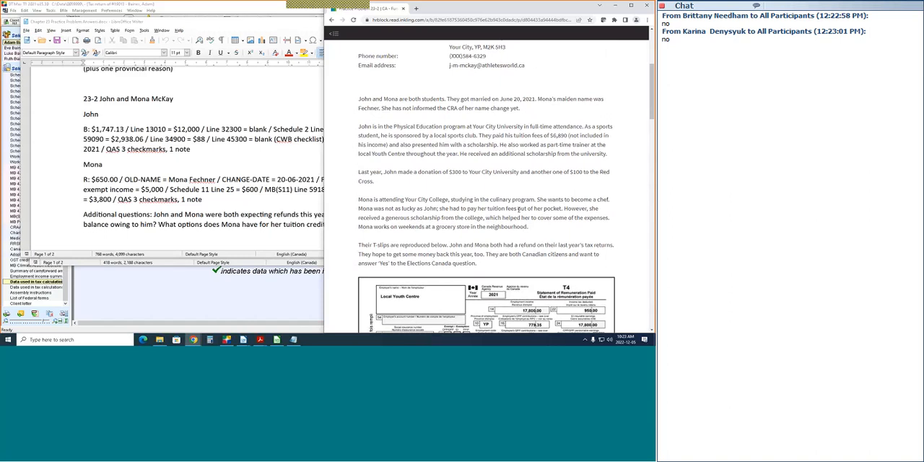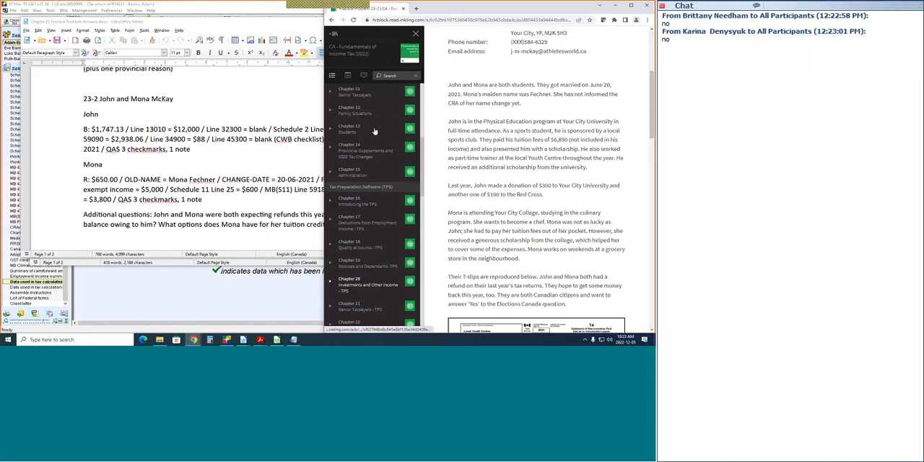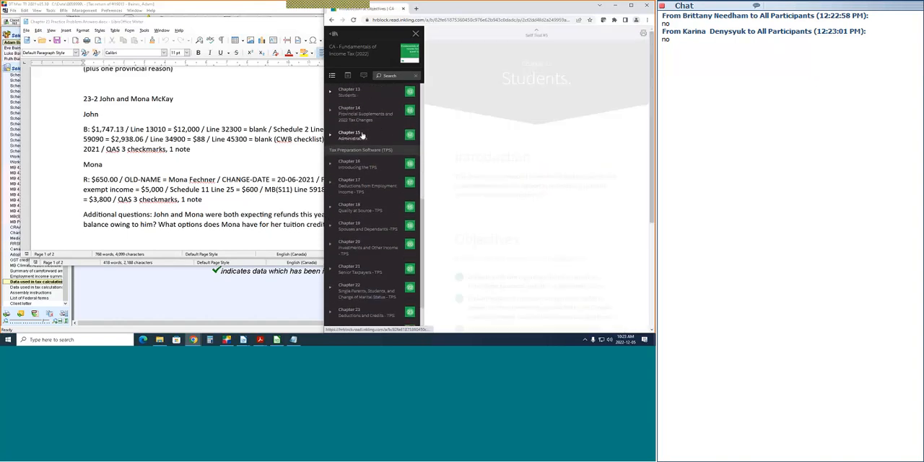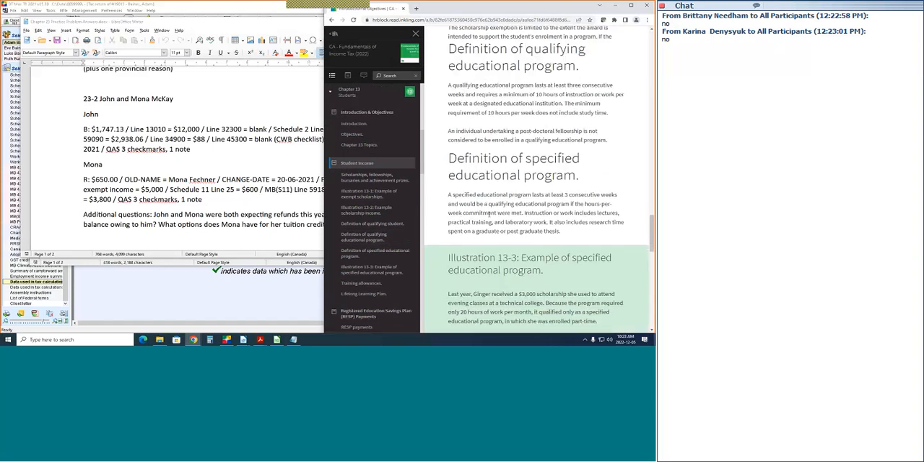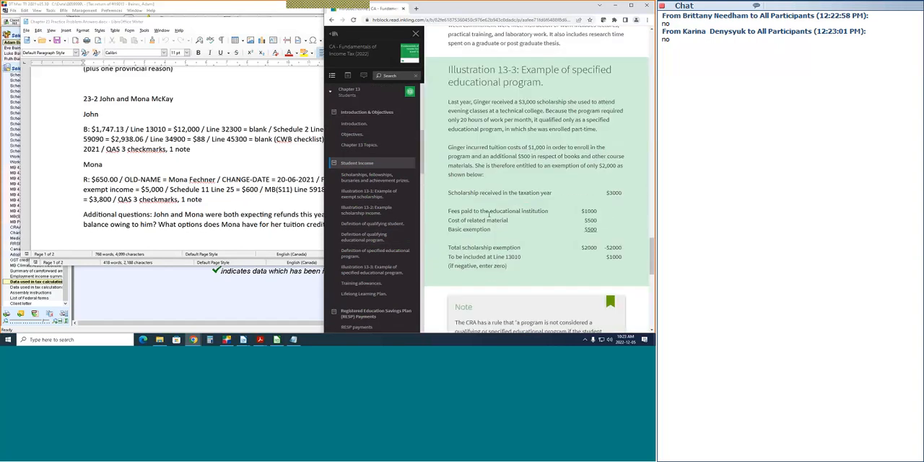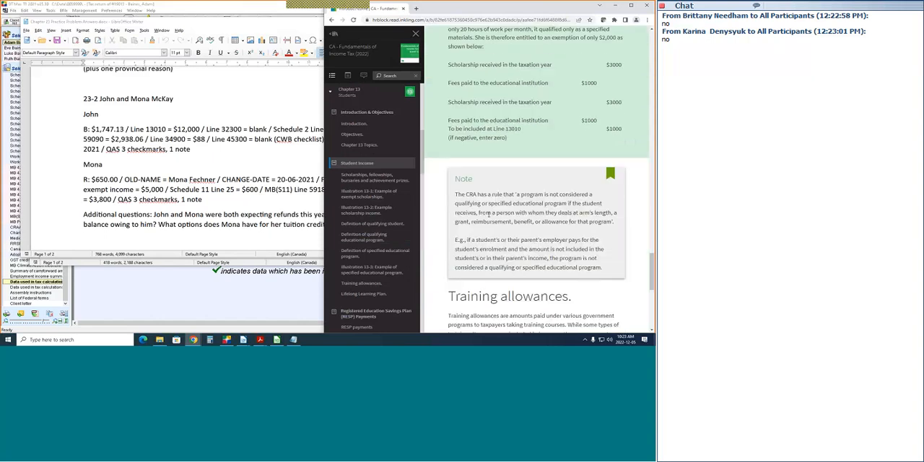The tricky one is the scholarship. So on paper, it looks like he's a qualified student in a qualified program. And it certainly feels like that, and it did to me when I did this return. And then I said, there's something about not paying for your own fees. I need to look this one up. So if I go back to my theory, and I go to my chapter on students, and I take a look at the definition of qualifying education program, and I am not surprised if you did not remember this, if this is your first time doing the course, I want you to notice there's a note here.